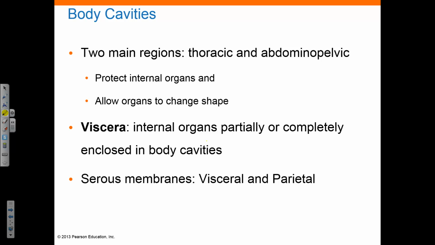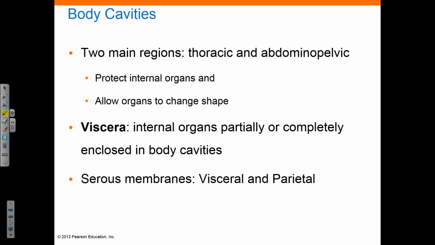There are two main regions discussed when referring to body cavities, the thoracic and the abdominopelvic. The cavities of the body are designed to protect the internal organs they house and allow for the organs to change shape without hindering the functions of other vital components. For example, the expansion of the stomach after a large meal in the abdominopelvic region. The internal organs that are housed in body cavities are known as the viscera.